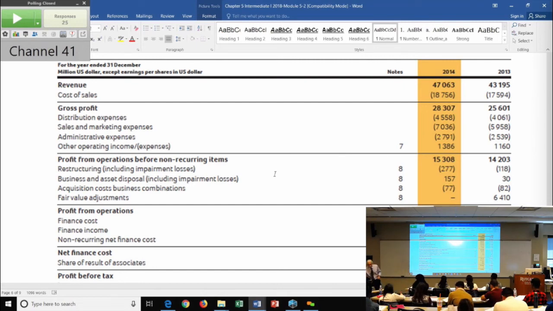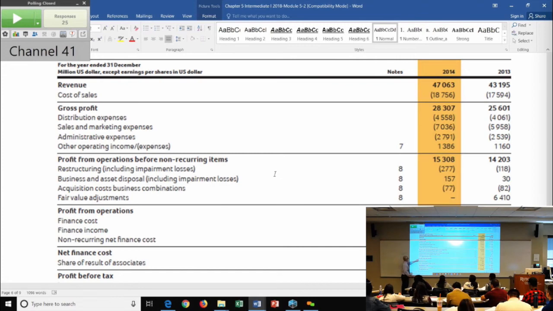Their statement, if you look at profit from operations before non-recurring items, those are going to be making up EBIT. So that's really operating income. And then you have these other items. This could have been in some of the other items also. Depends on how they classify.